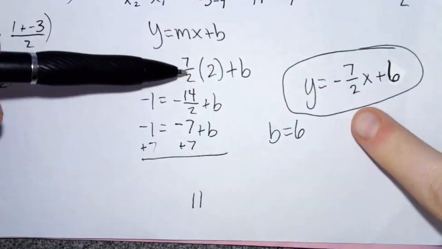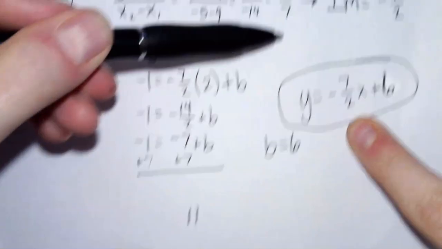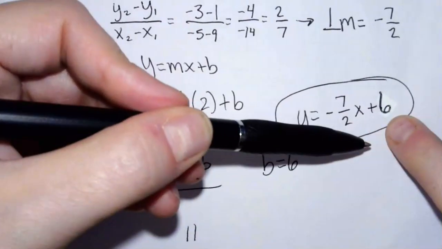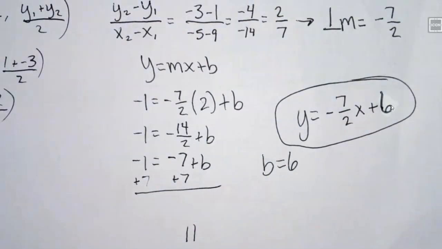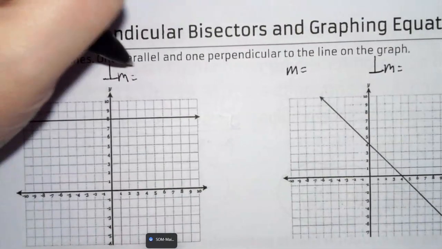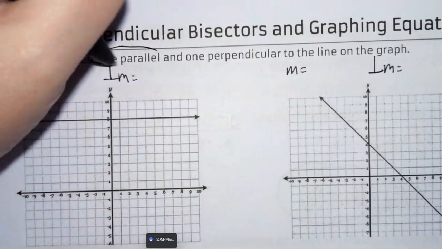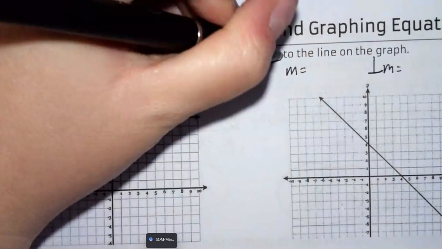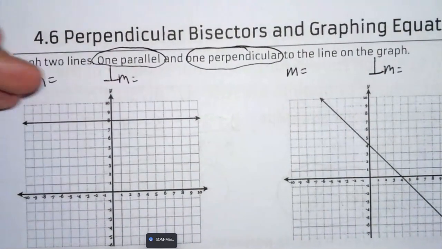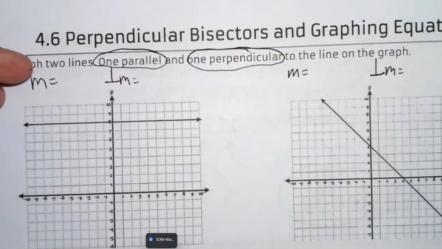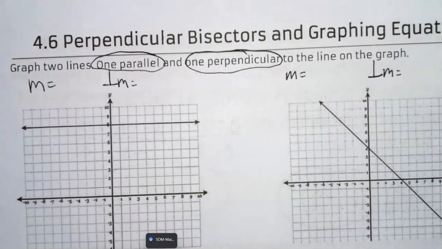So I use the perpendicular slope, not the original slope. And then I use 6 for my B value. And that is the perpendicular bisector. All right, we are drawing 2 lines here. One of them is going to be parallel, and one of them is going to be perpendicular on the graph. So in order to figure out parallel and perpendicular lines, you need the slope and the perpendicular slope.